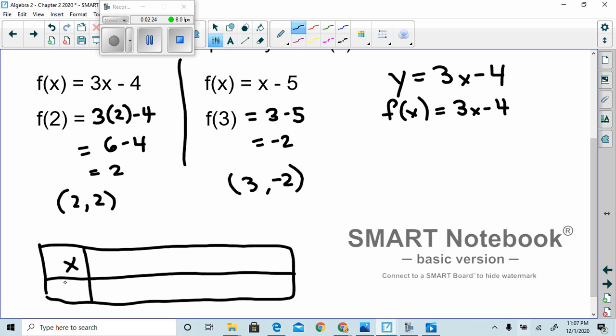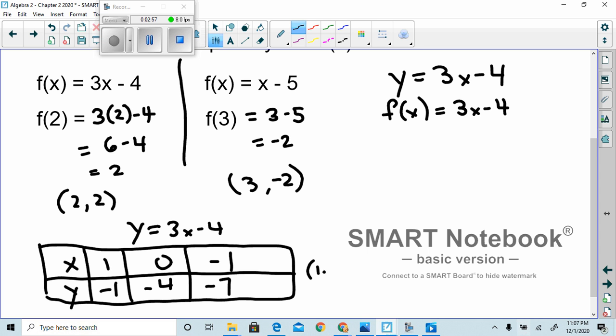If I give you a domain of, let's just say, 1, 0, -1, and I give you that function, we'll say y is equal to 3x minus 4, I replace one at a time. 3 times 1 is 3. 3 minus 4, -1. 3 times 0, minus 4, -4. This is going to give me a -3 minus 4, -7. This gives me ordered pairs.